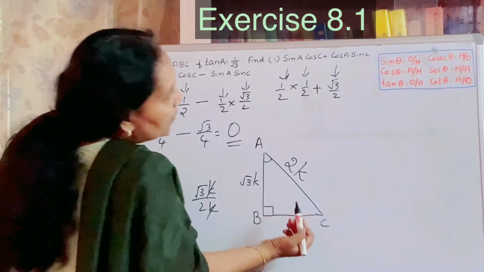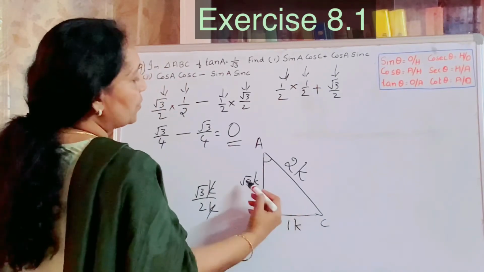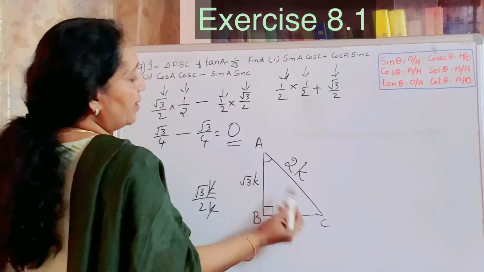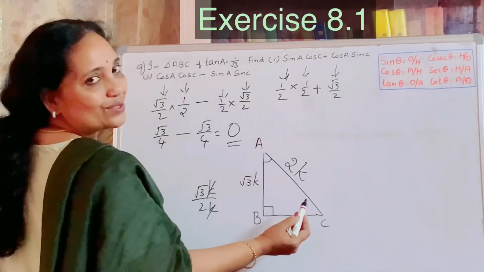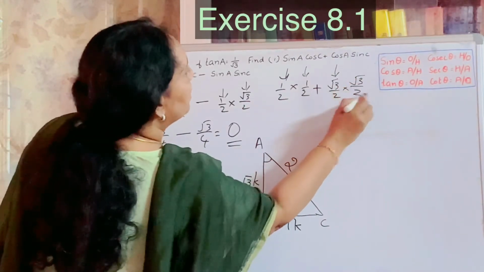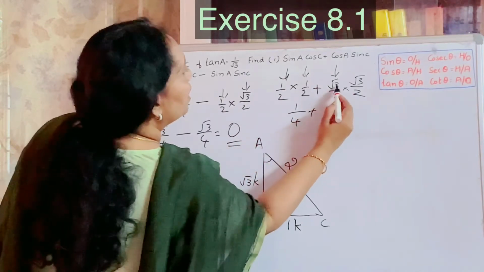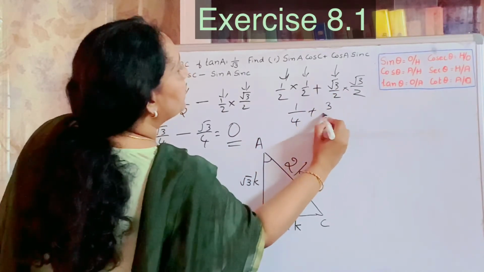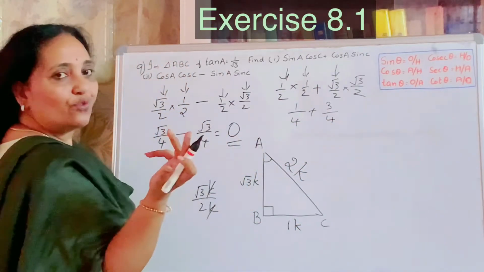Now sin C. This is C. Sin C is root 3k, that is opposite side by hypotenuse. That is root 3k by 2k. That is also root 3 by 2. This 1 into 1 is 1, 2 into 2, 4. 1 by 4. Root 3 into root 3 is 3, 2 into 2 is 4. That is 1 by 4 plus 3 by 4. That is 1.